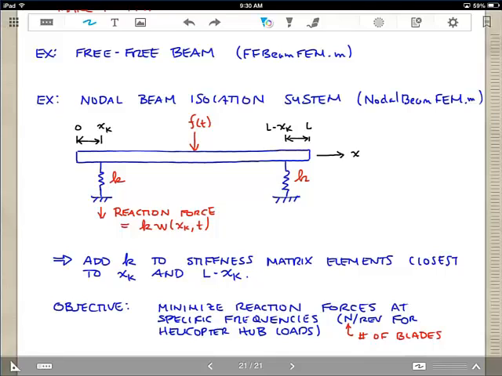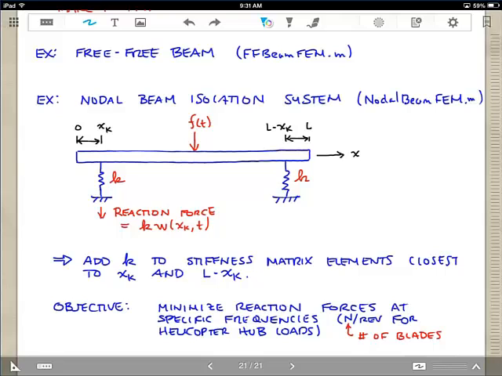I think everybody knows what the free beam looks like. It's just a beam with no boundary conditions. It's the simplest finite element model to put together because all you do is put all the element matrices together into one big global matrix. You don't have to worry about eliminating any rows or columns. And nodal beam isolation is actually the same. The boundary conditions are the same, right? You have no shear and no moment on the ends. But now we're anchoring this beam to the ground with a support.